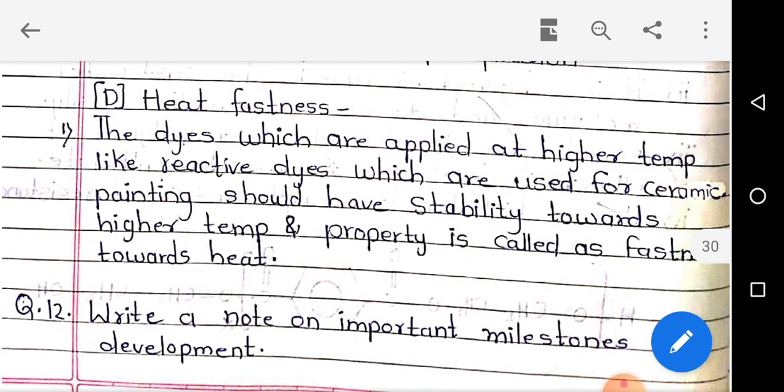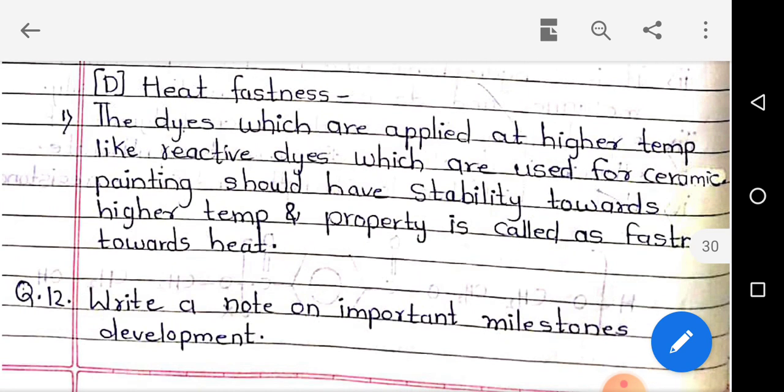Dyes which are applied at a high temperature, like reactive dyes which are used for ceramic painting, should have stability toward high temperature, and this property is called fastness toward heat. Sometimes we apply the dyes to material useful for handling heating materials. If you apply these dyes to ceramic material, it can bear high temperatures.